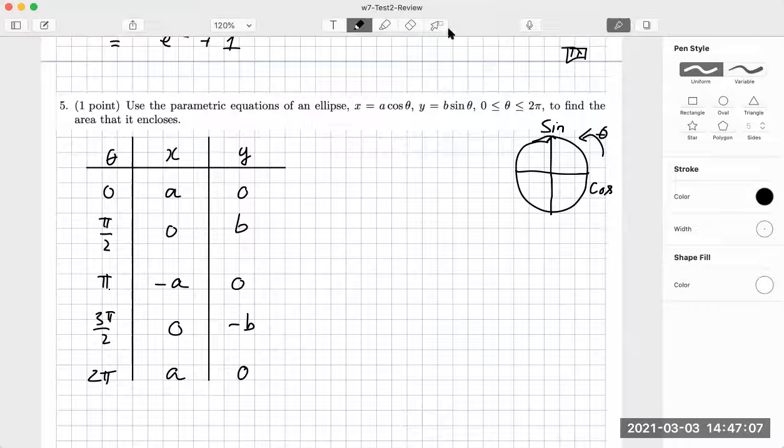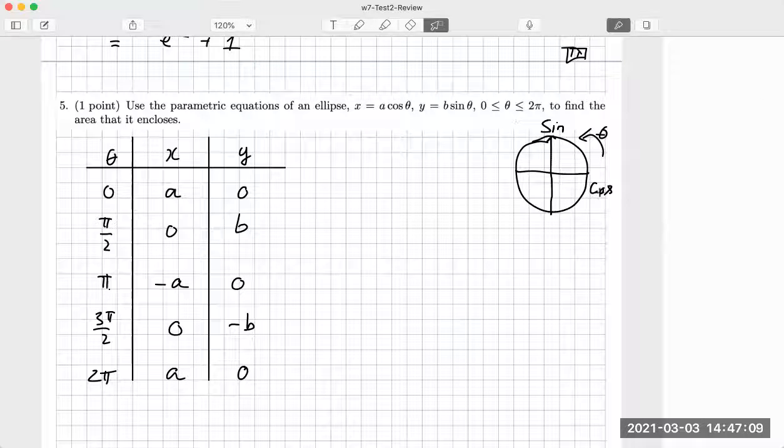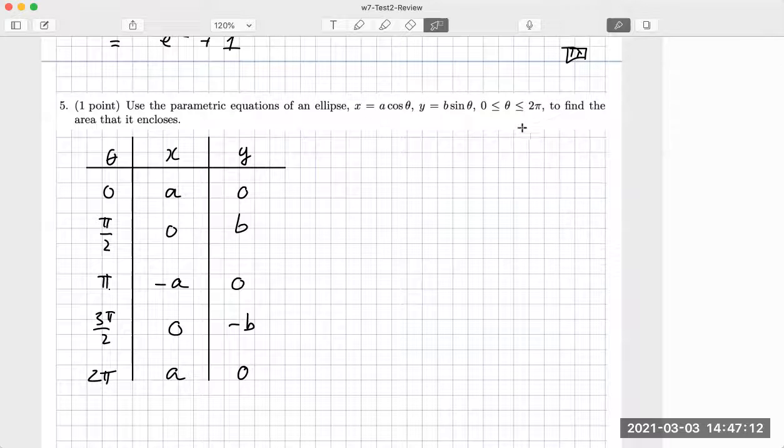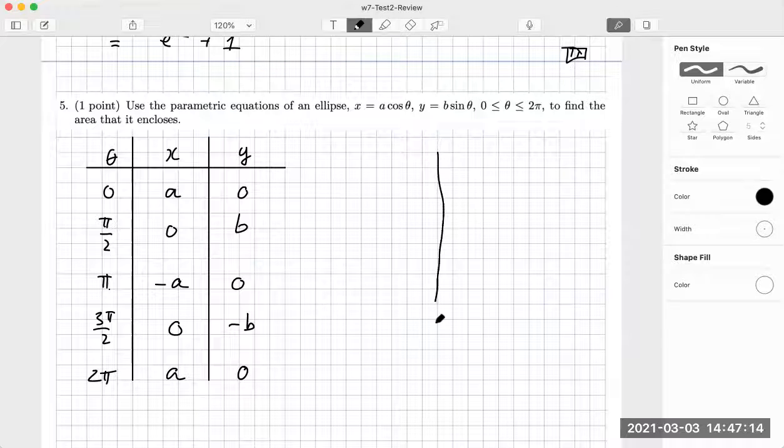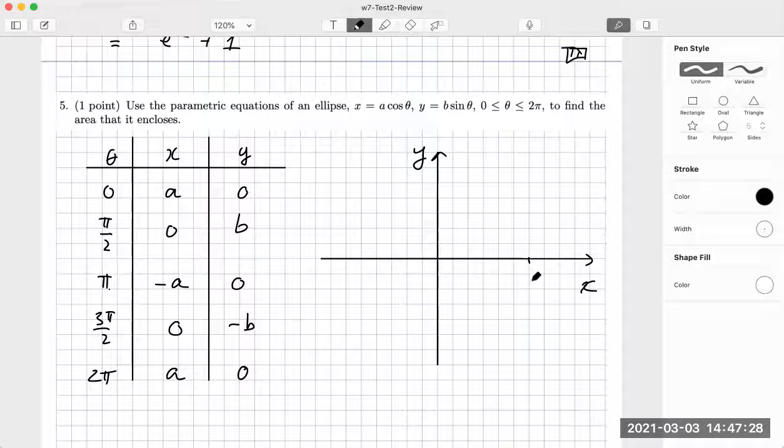So we have the table of the coordinates here. We can graph a picture of this ellipse. If a is at this position, and here is -a, and b is right here, and here is -b, okay?